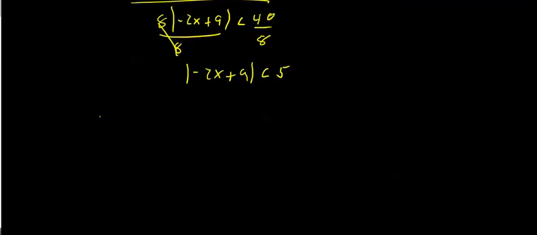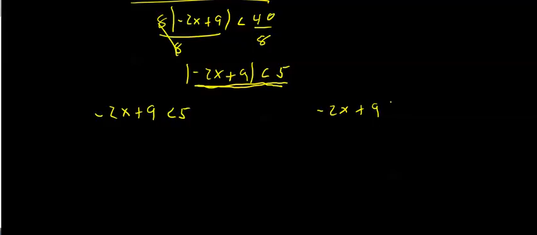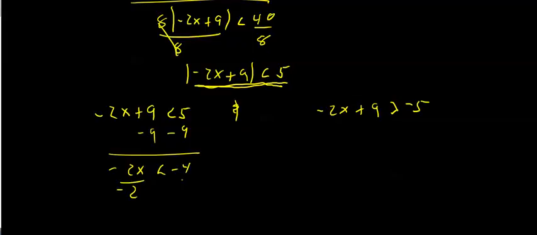Now, we've isolated it. We rewrite our two inequalities. Less than 5. And again, this inequality here is always our first one, minus the signs. And then we have negative 2x plus 9 is greater than negative 5. And it's an and. Minus 9 to both sides. Negative 2x is less than negative 4. Divide by negative 2. We divided by a negative, switch the direction, and x is greater than 2.